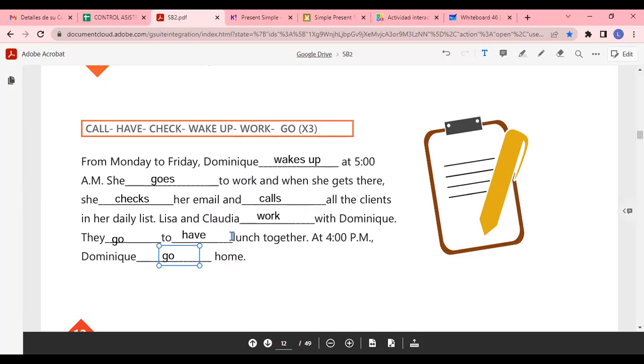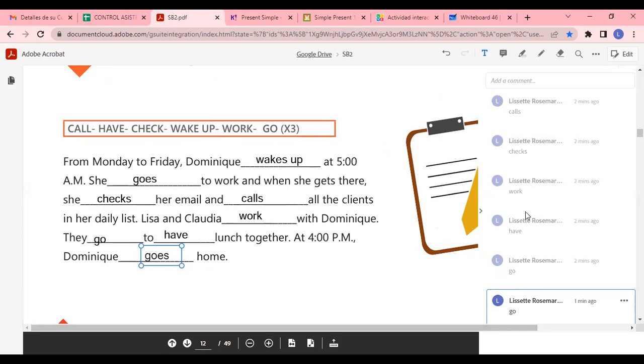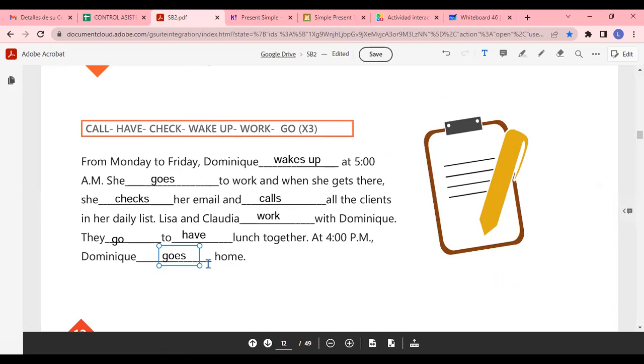Entonces sería from Monday to Friday, de lunes a viernes, Dominic wakes up. Okay. Mr. Giovanni, yes, tell me. En la última, ¿por qué es go? No goes. Oh, yes, Mr. Thank you. Wow, very good. It's true, it's goes. Porque si estamos hablando de ella, tiene que ser con ES. Thank you, Mr. Very good job. Wow, amazing. I didn't notice.